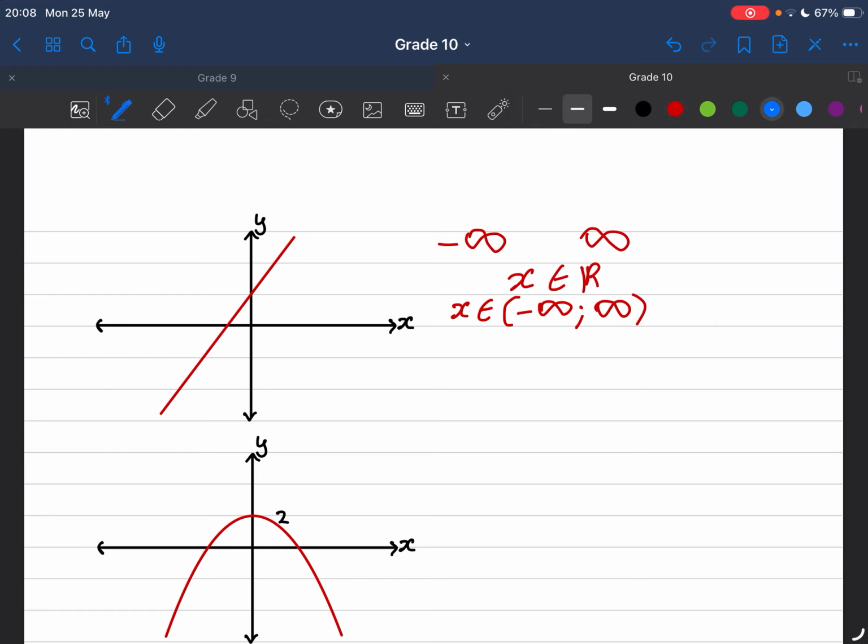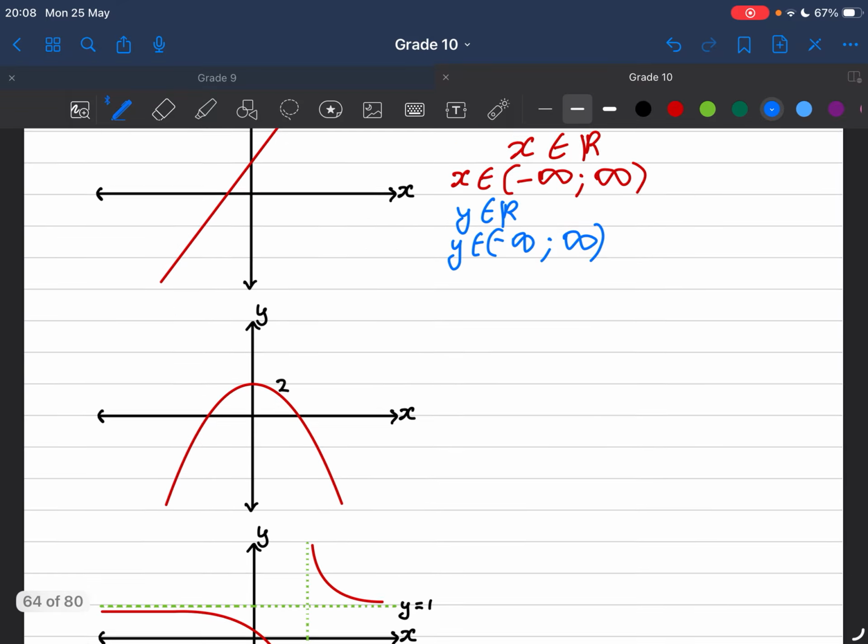And then how tall is the graph for range? So for your range now, again, you can say y is an element of real numbers, or y is an element from negative infinity to infinity. So how high and low your graph is.